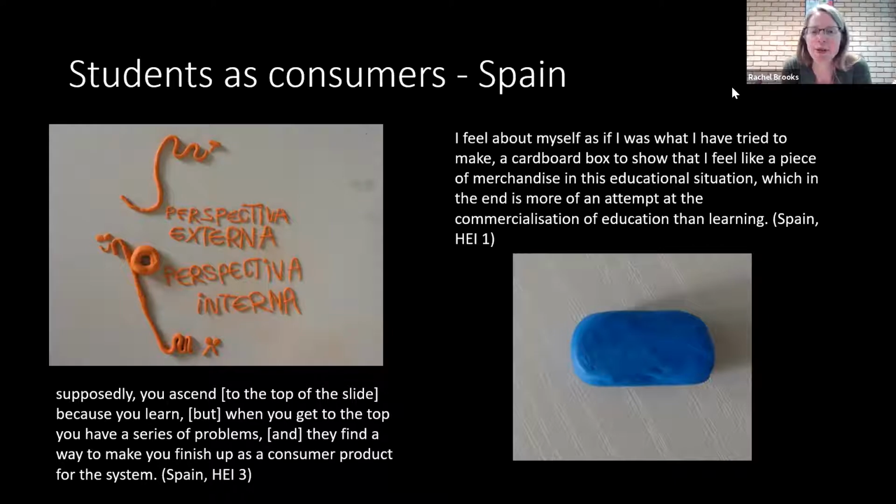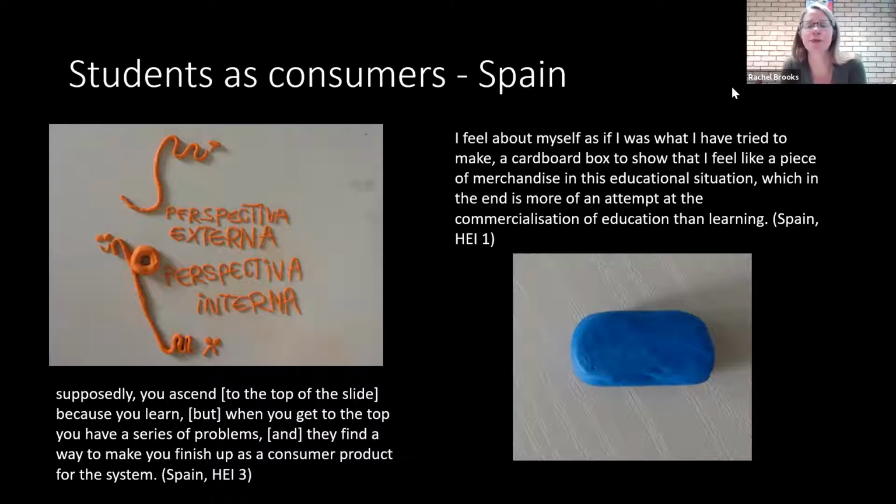And so 2 examples here where students talk about themselves as kind of consumer products. So the first one talks about with the learning that they've done, they get to the top of the slide, but then when they get to that position, they realise that they have various problems and they end up feeling like a consumer product for the system.